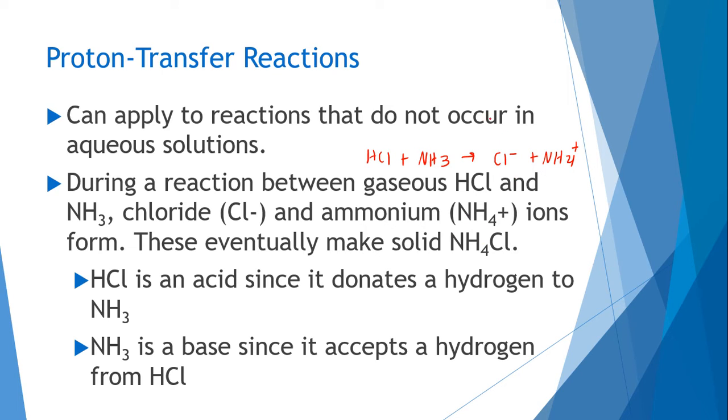But what happens in this intermediate phase is you're going to notice that chlorine loses a hydrogen or it loses a proton. So since it's donating that, HCl tends to be our acid. NH3, look at it, it tends to gain a hydrogen. So since it's gaining or accepting a hydrogen, NH3 tends to be our base.